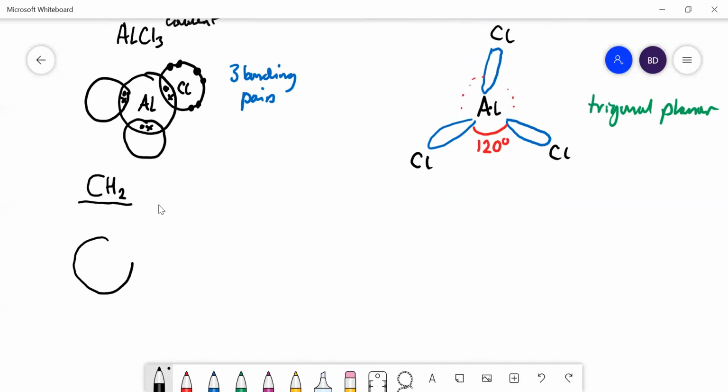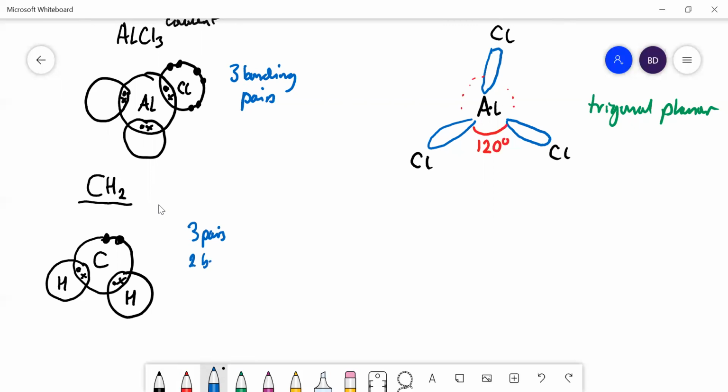So we draw a dot cross diagram for that. We've got carbon there, 2 hydrogens, a dot and a cross where they overlap. Now carbon is in group 4, so it's got 4 electrons. I've only drawn 2, so it must have another 2 electrons. It's got a lone pair there. So you've got 3 pairs there. You've got 2 bonding pairs and 1 lone pair.